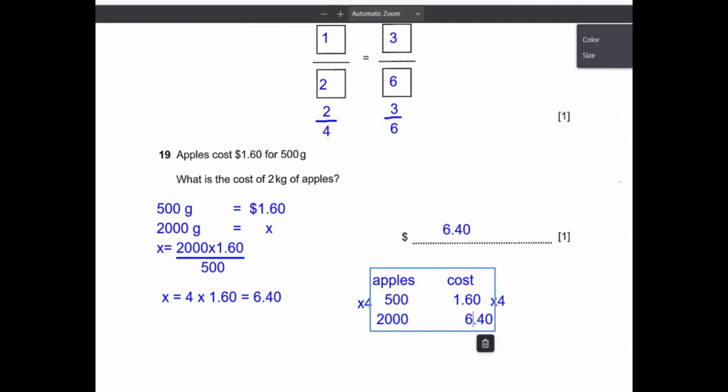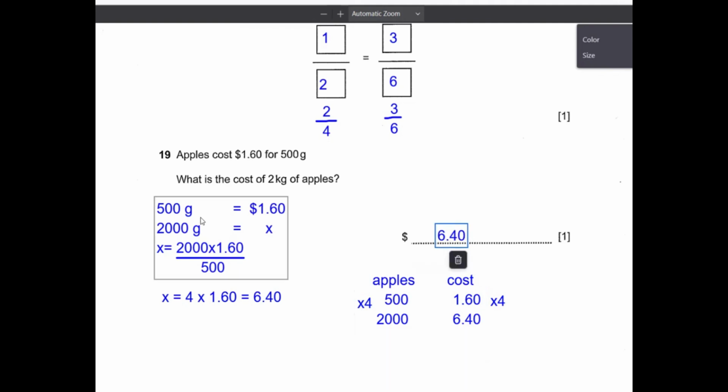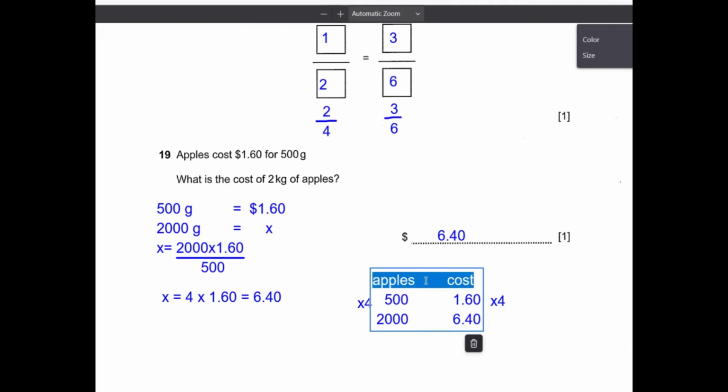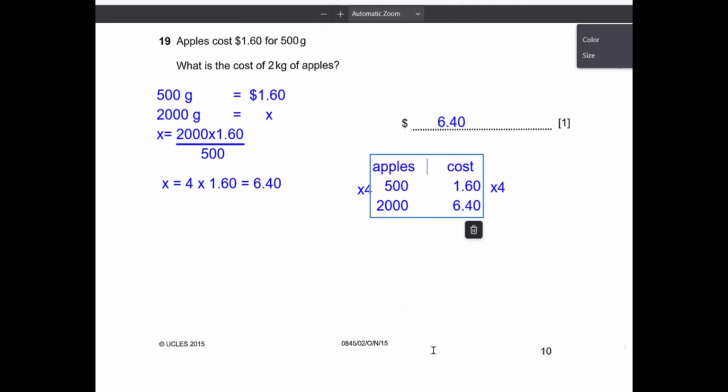Some people work with ratio this way. However, you will get the same answer if you do it with cross multiplication or with ratio. If you like to do it with ratio, you write the apples to the cost. And then you write what is given and what is missing, and you know how to solve it or how to calculate it, okay?